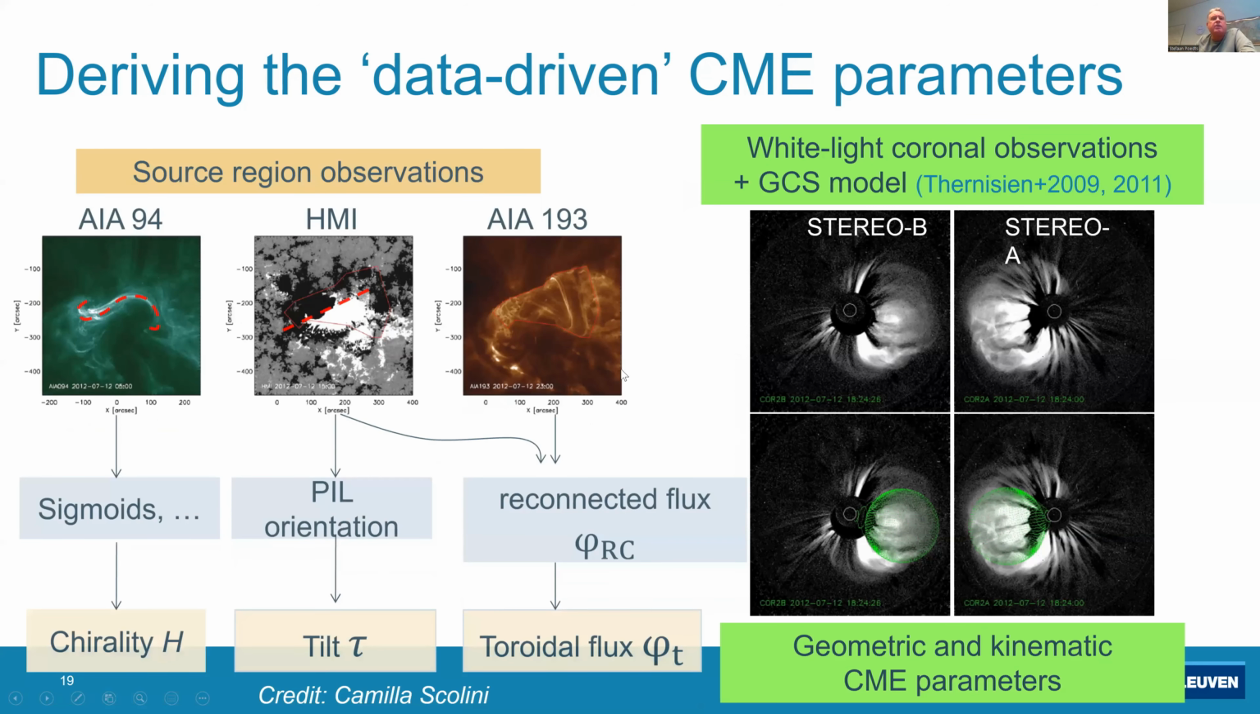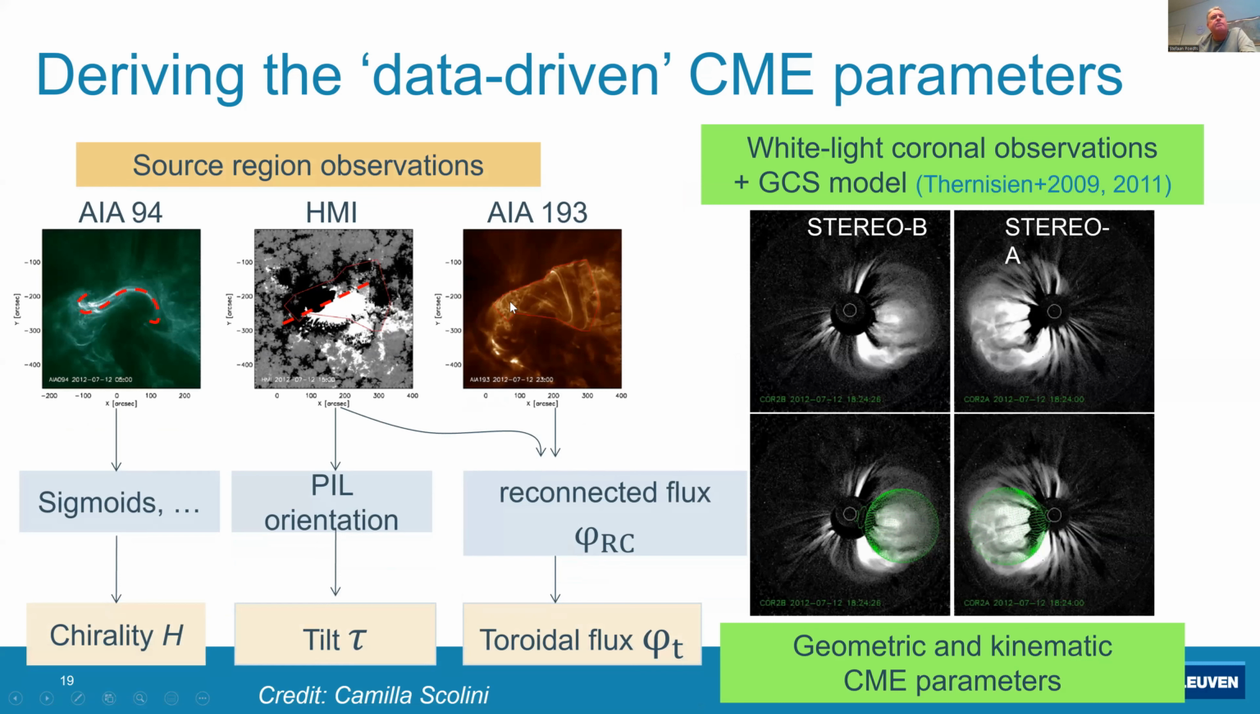The difficult part actually is the magnetic parameters. So for instance, the chirality, the polarity of the magnetic field, we can just derive from UV images, like this one. This is an S-shaped thing, so this is a positive chirality. When we have magnetograms, you can also draw the polarity inversion line, and then the flux-rope is perpendicular to that. So this is used to determine the tilt of the CME.